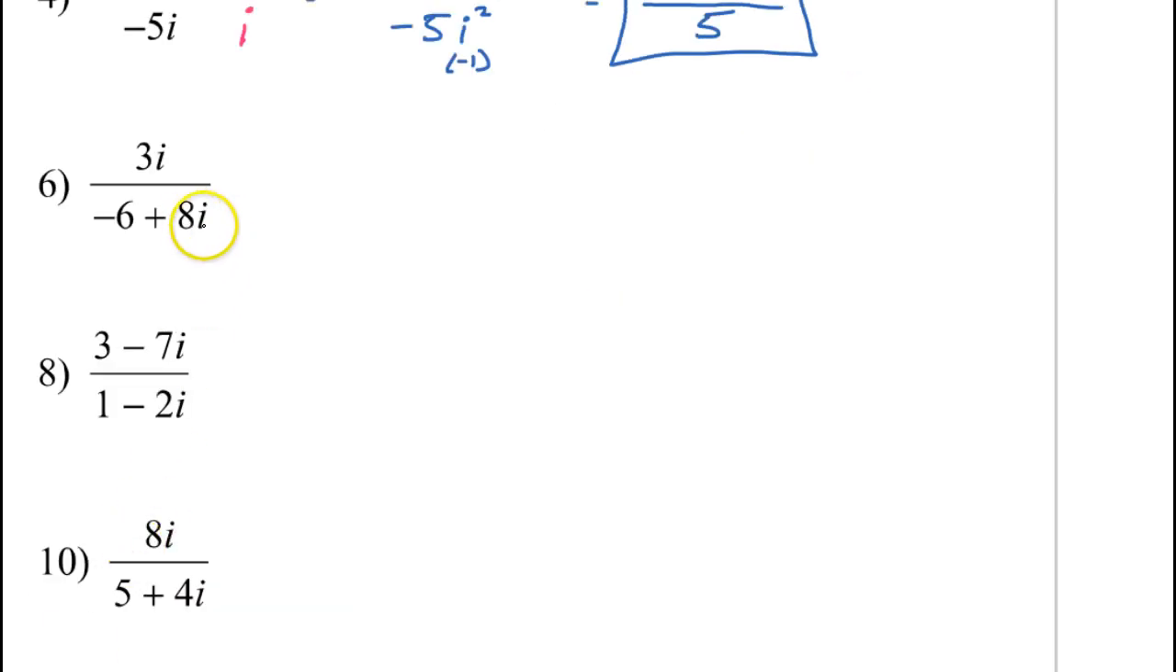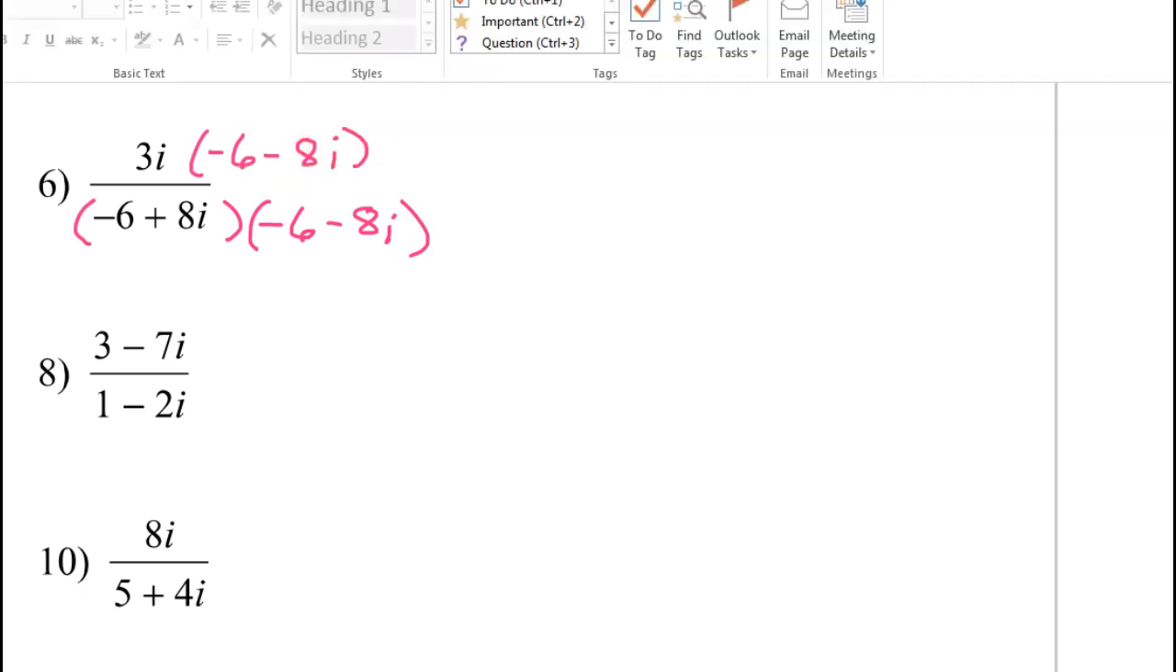Let's take a look at number 6. Again, I see this binomial in the denominator. So to get rid of the i, I'm going to multiply by the conjugate. Notice when I do the conjugate, I don't change all the signs. I'm just changing the sign of the imaginary part. So I'm going to keep the negative 6, but I'll do negative 6 minus 8i. That's the conjugate of the denominator. And I will do the same thing here in the numerator: negative 6 minus 8i. Alright, let's see what we get.